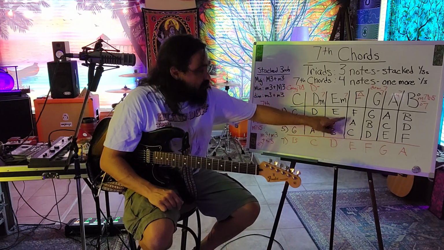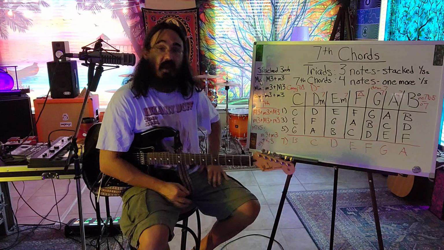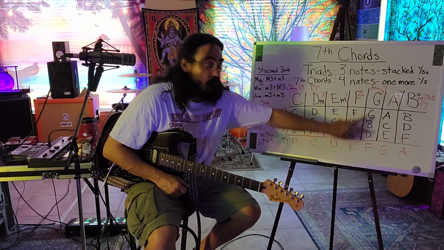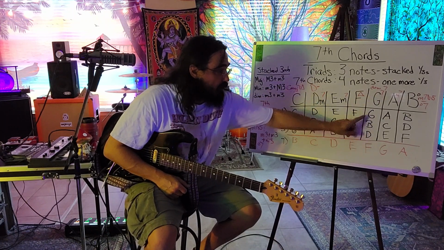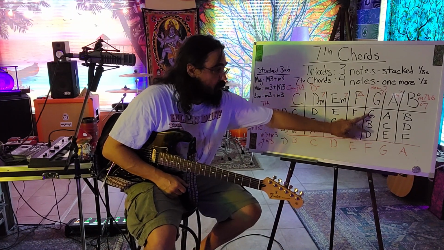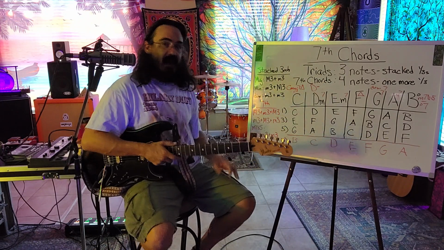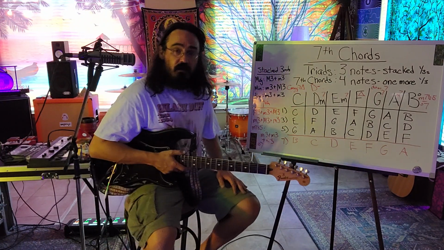The F major 7, it's a half step between the F and the E. The dominant 7 is a full step between the 1 and the 7. All right? G to F is a whole step, 2 frets. So how can I learn how to find these intervals and play these chords?